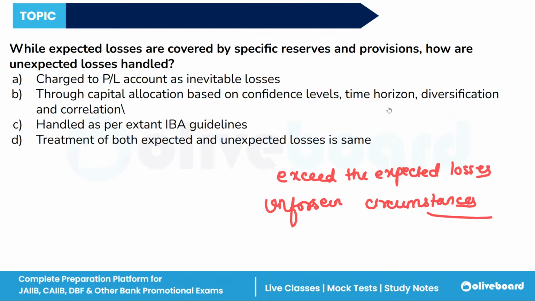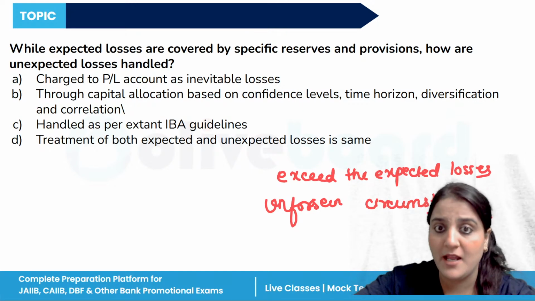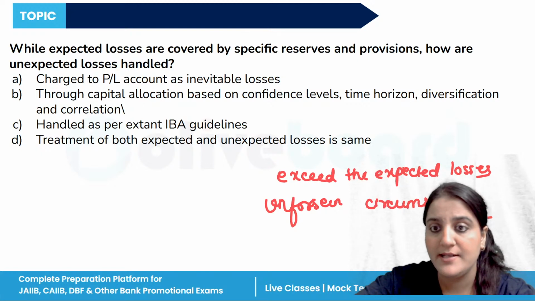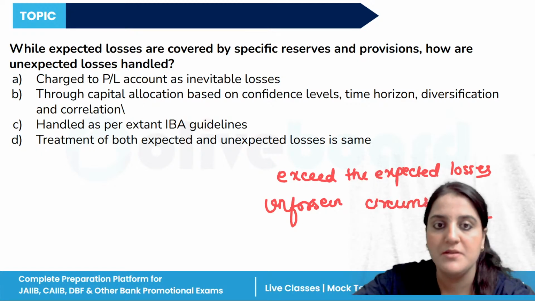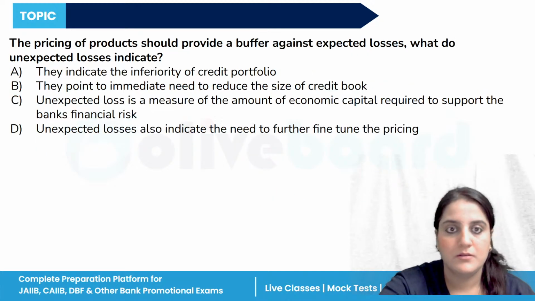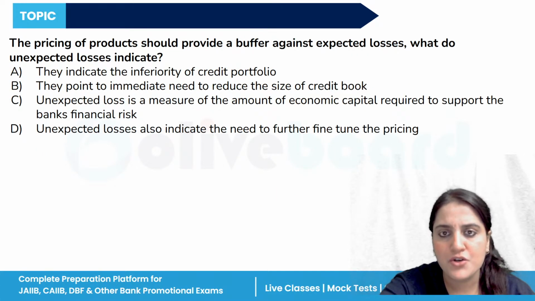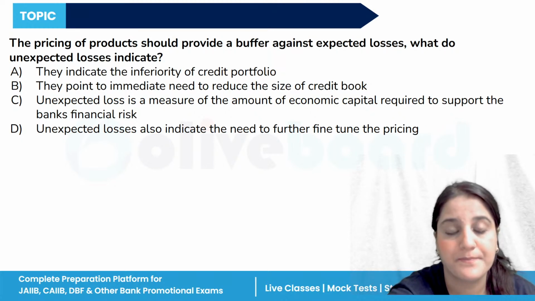Okay, so in the given options, which option is correct? Option B is correct, that is through capital allocation based on confidence level, time horizon, diversification and correlation. That means option B is correct. The pricing of a product should provide a buffer against expected losses. What do unexpected losses indicate?